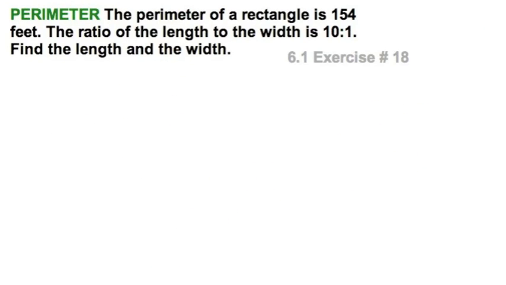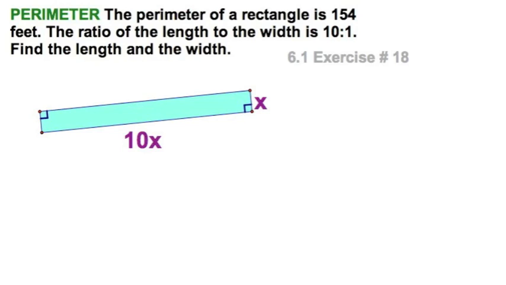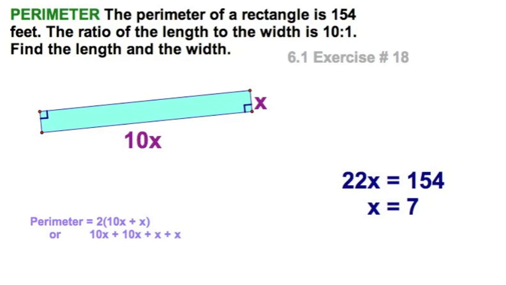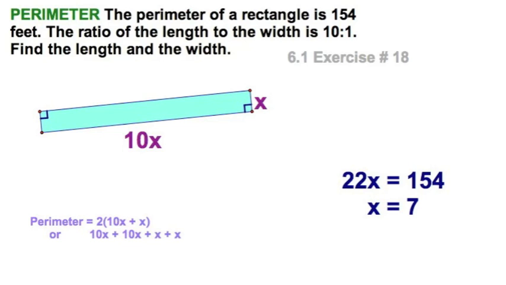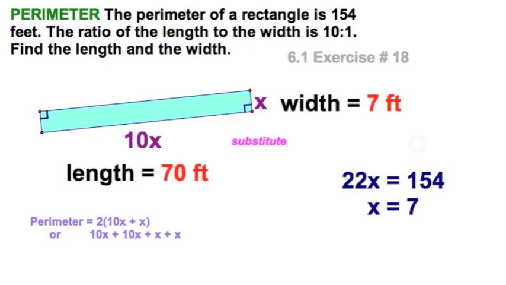Well, let's get to work with this ratio. I'm first going to draw a picture. And I've got a rectangle here with a ratio of 10 to 1 for its length to its width. So, reminding myself that the perimeter, I add up all the sides. So remember, I've got the 10x twice, and I've got those 1x's twice. Or I could just say 22x. 22x is equal to the perimeter of 154. Solving for x is 7. Substitute back, and we're done.